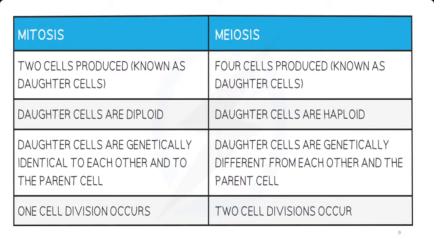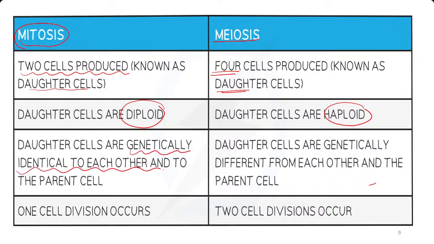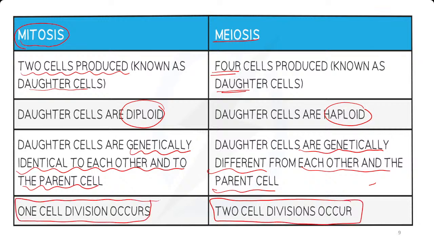Let me just check something. Okay. Then mitosis and meiosis. In mitosis, two cells are produced, known as daughter cells. In meiosis, four cells are produced, also known as daughter cells. In mitosis the daughter cells are diploid; in meiosis they are haploid. In mitosis the daughter cells are genetically identical to each other and to the parent cell; in meiosis they are genetically different from each other and the parent cell. In meiosis two cell divisions occur, while only one cell division occurs in mitosis.